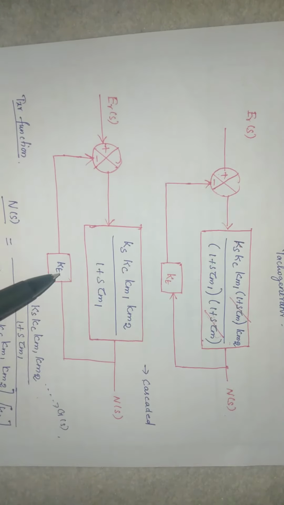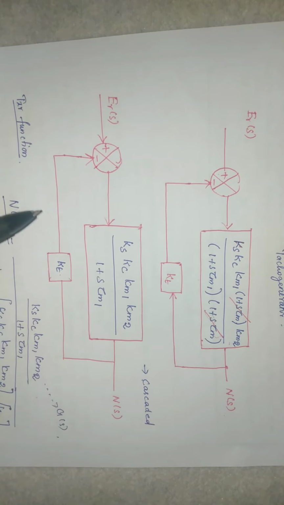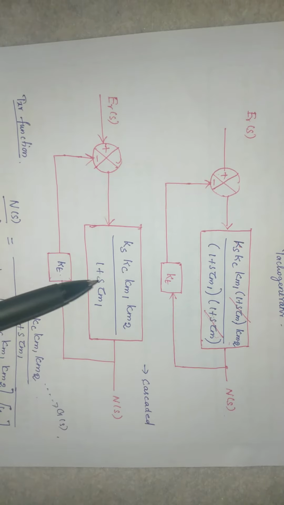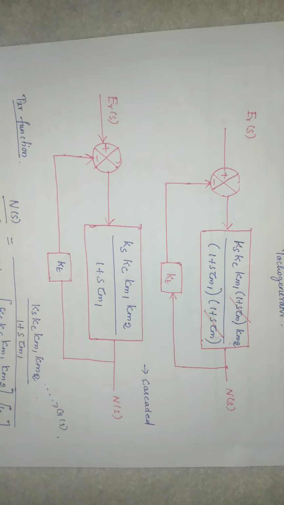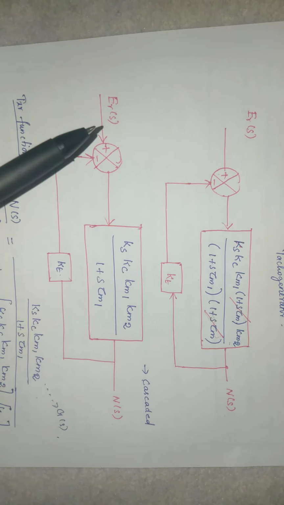So we have a simplified equation after that. This is our required block diagram. Now from this block diagram we are going to find the transfer function of output divided by input. So output is N of S and input is E R of S.